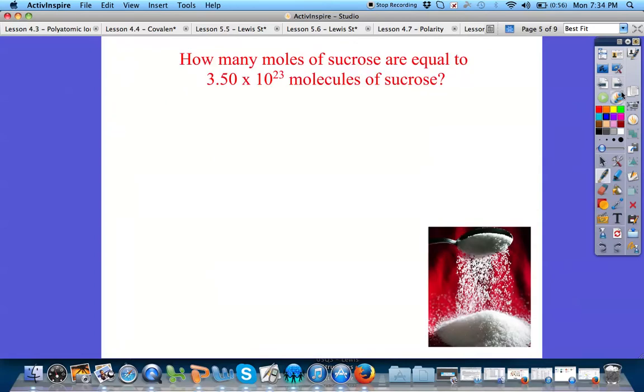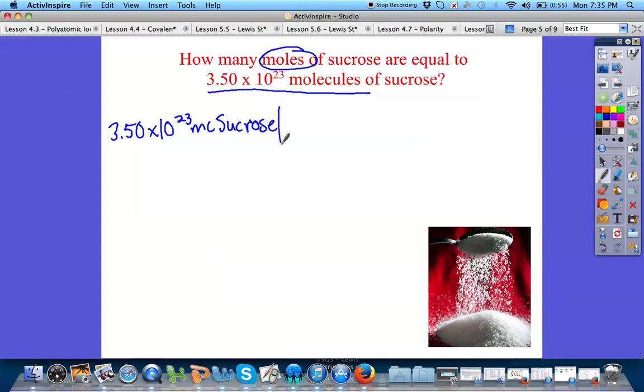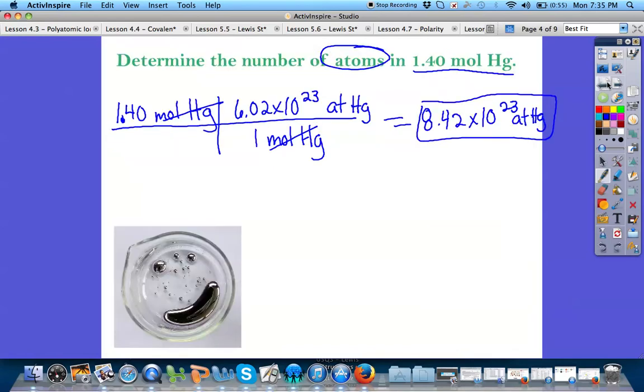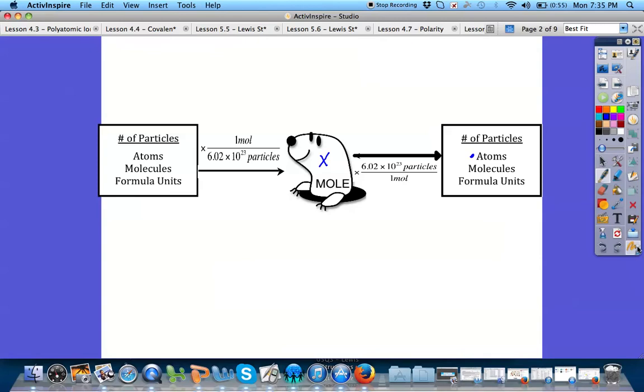The next problem says how many moles of sucrose are equal to 3.50 times 10 to the 23rd molecules of sucrose. So we're going to start with our 3.50 times 10 to the 23rd molecules of sucrose. And if we look back at our mole map, we are starting with molecules and we want moles.